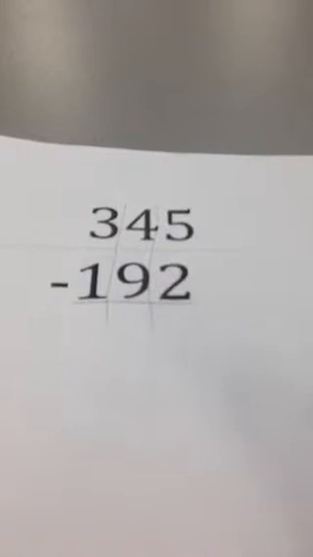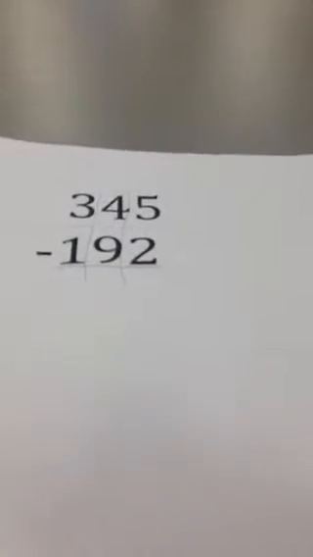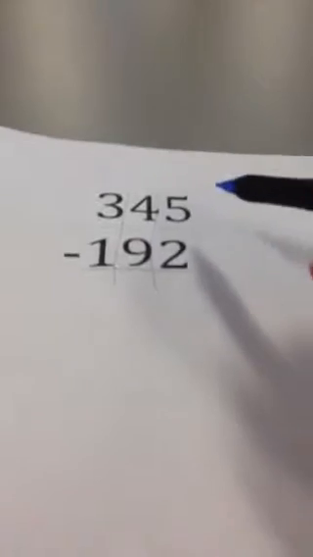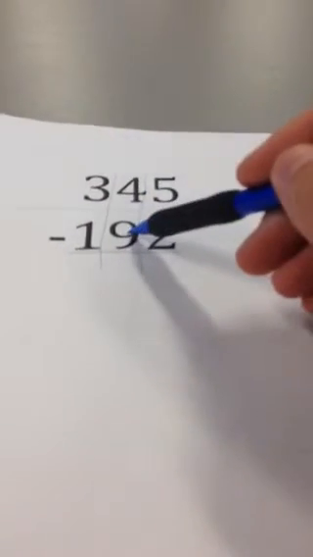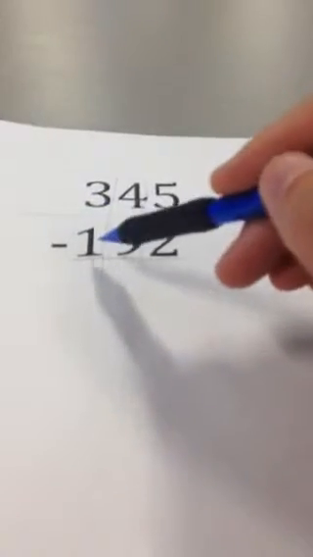Today we're going over the subtraction problem 345 minus 192, and we're looking for the answer. When we look at this, it's not just two large numbers; they're separated out in place value. The 5 and the 2 represent the ones place, the 4 and the 9 represent the tens place, and the 3 and the 1 represent the hundreds place.